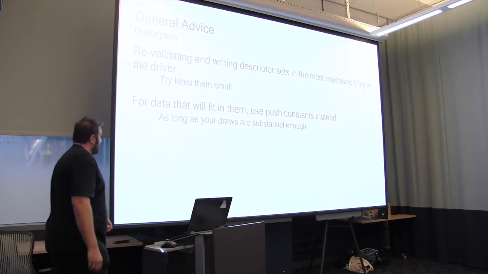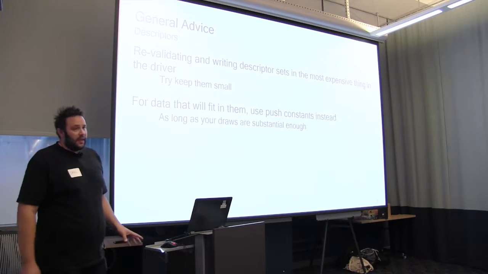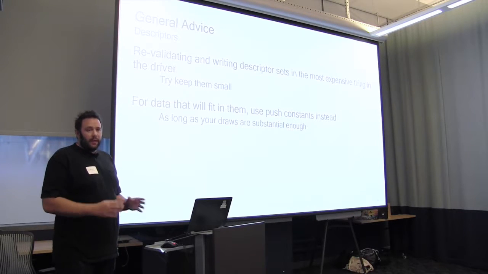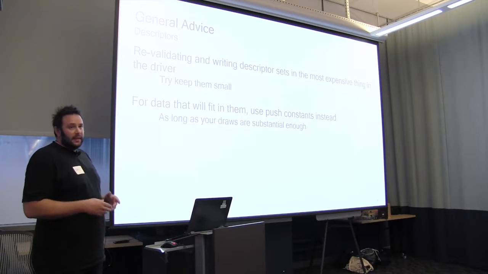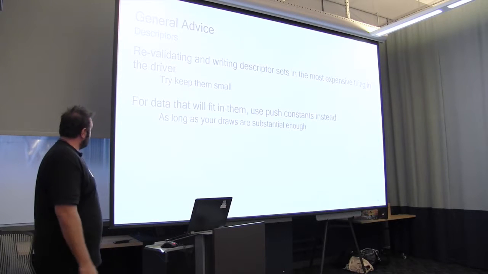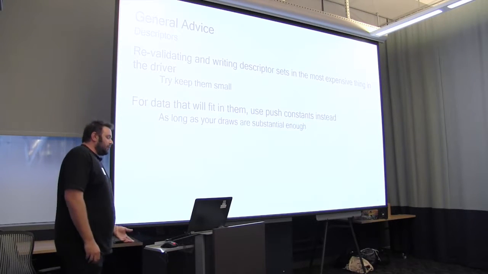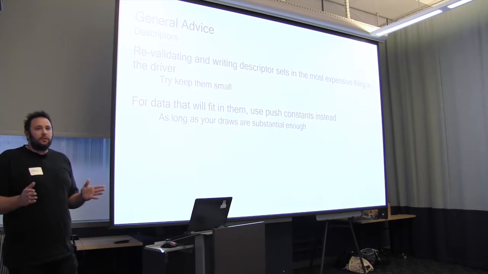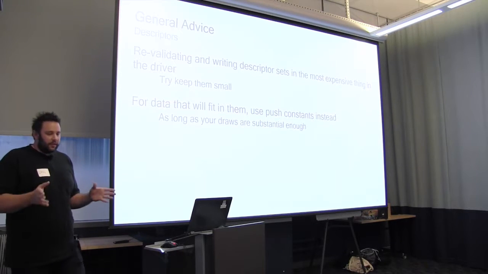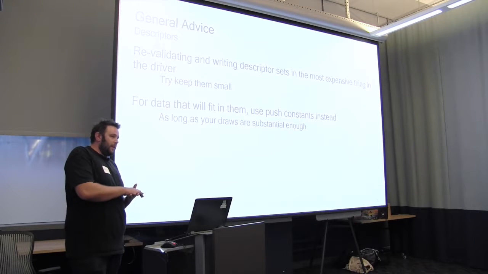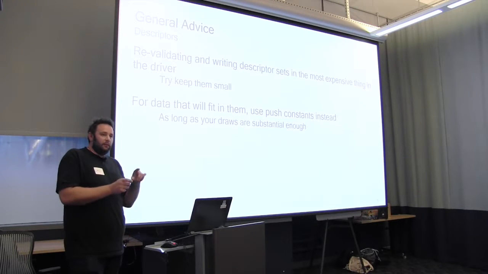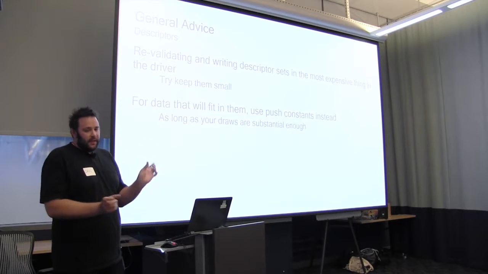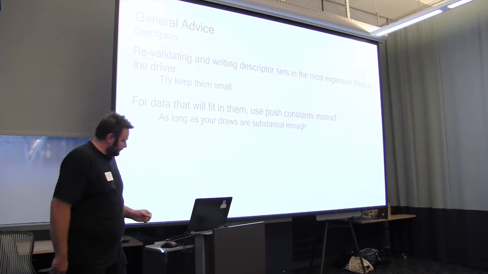Descriptors. Revalidating around descriptor sets is actually the most expensive thing that happens in the driver. If you can, keep them small. That will keep the update time down, and there'll be a little bit less overhead time in the driver. And use push constants if you can. If there's any data that fits in them, and you've got a significantly sized draw call, use a push constant. The significantly sized draw call will disguise any overhead required for the front-end processor to update that with the push constant.